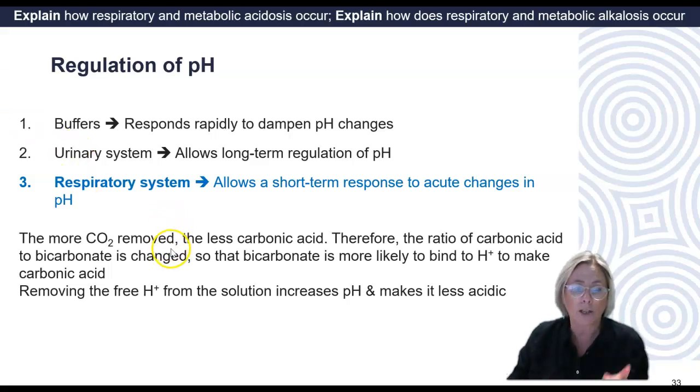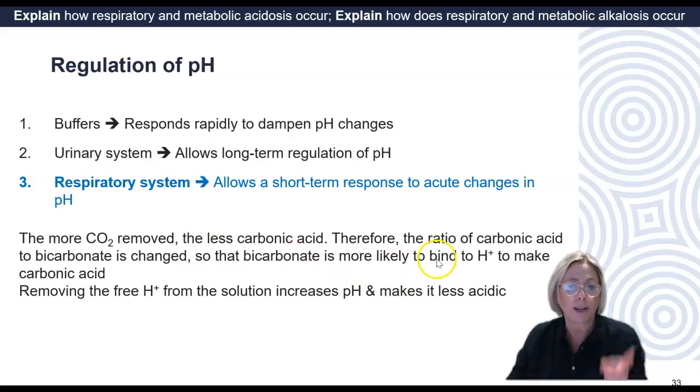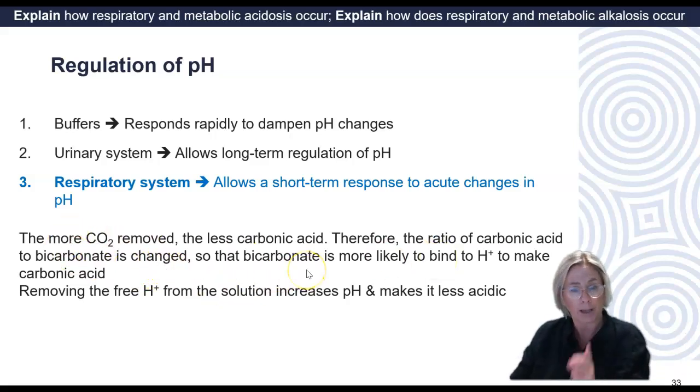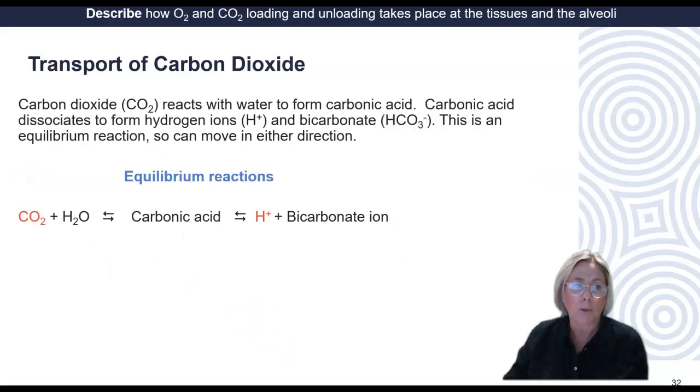The more carbon dioxide that is removed, the less carbonic acid we have. Therefore, the ratio of carbonic acid to bicarbonate is changed so that bicarbonate is more likely to bind to hydrogen ion to make carbonic acid. Removing the free hydrogen from the solution will increase the pH and make it less acidic. Is everybody following that? So the more carbon dioxide that is removed from this side of the equation, the more carbonic acid dissociates to replace that carbon dioxide that's lost.